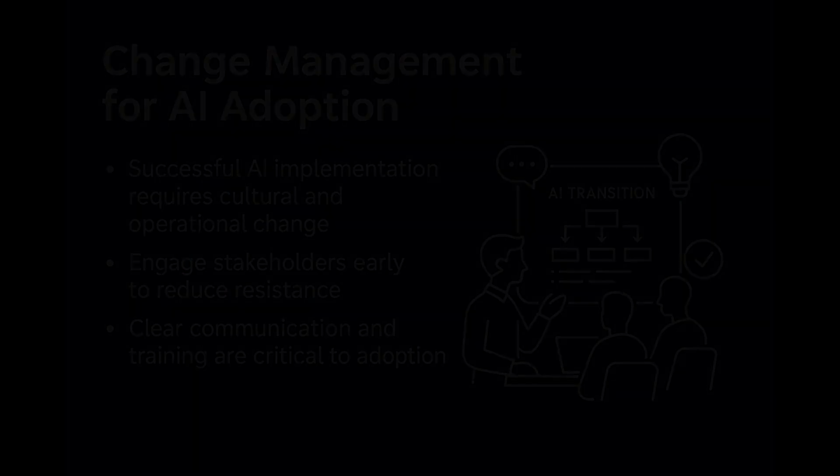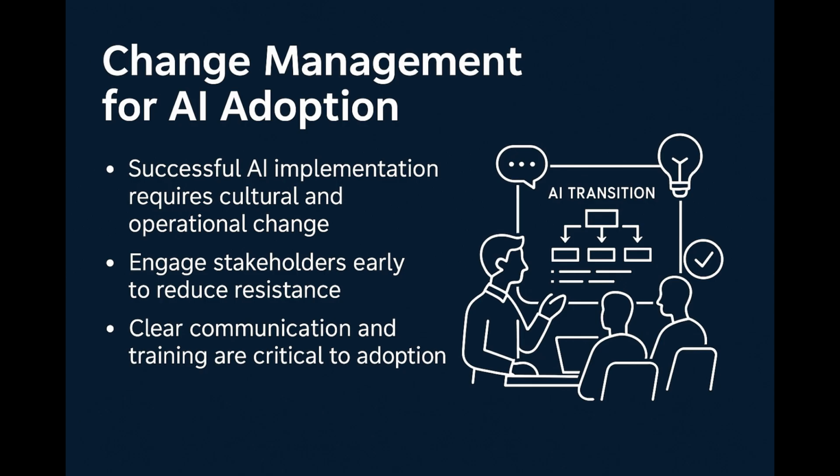Implementing AI isn't just a technical shift, it's a cultural one. And that's why change management is critical. Even the most accurate AI model won't deliver value if people don't understand it, trust it, or use it. Start by engaging stakeholders early. Involve operators, engineers, and managers in the design and testing process. Show them how AI helps, not replaces, their expertise. Clear communication is essential. Explain what AI is doing, how it's making decisions, and how it will impact daily workflows.